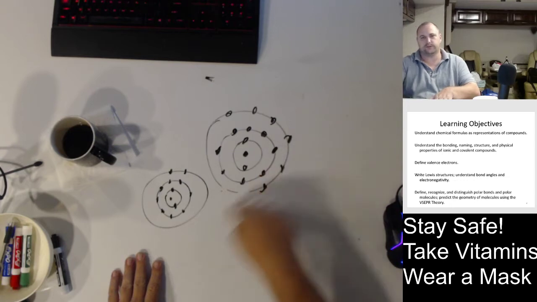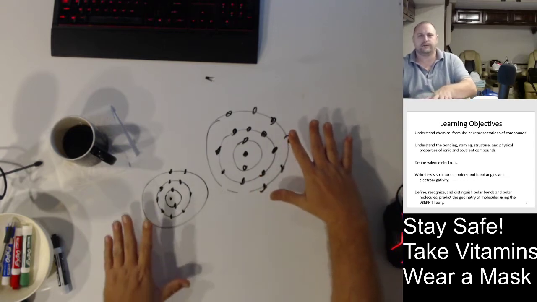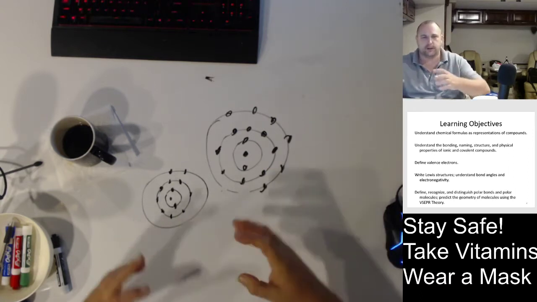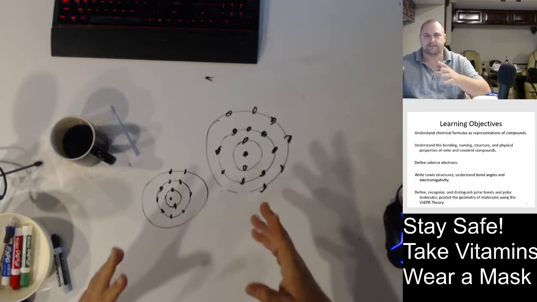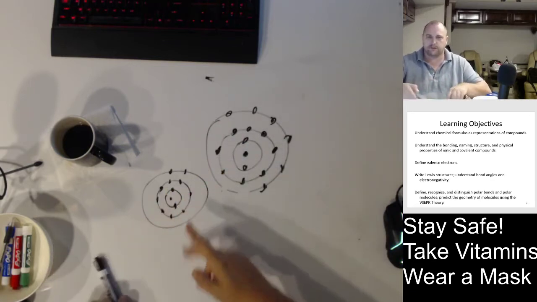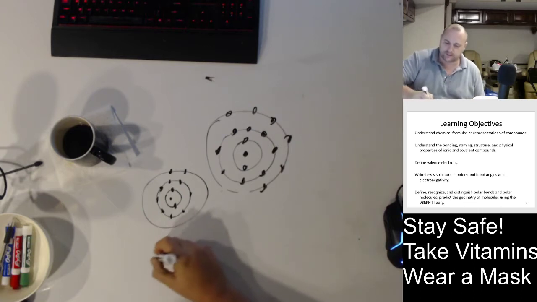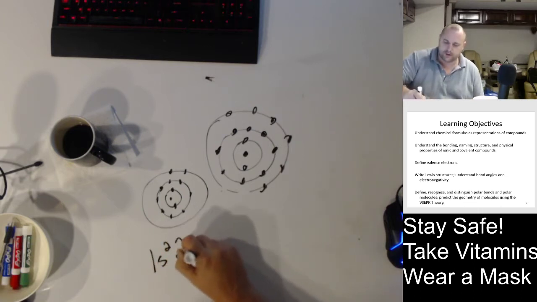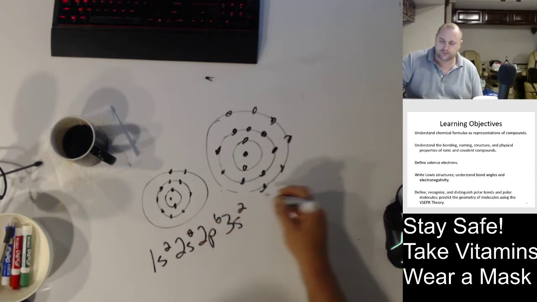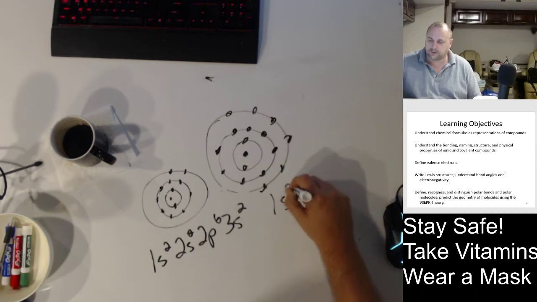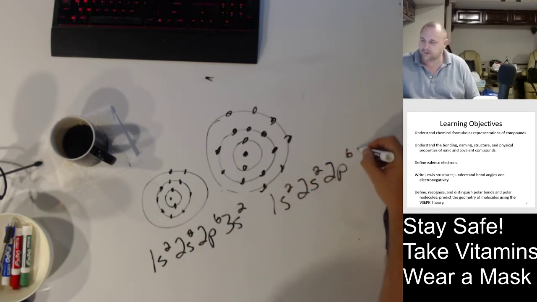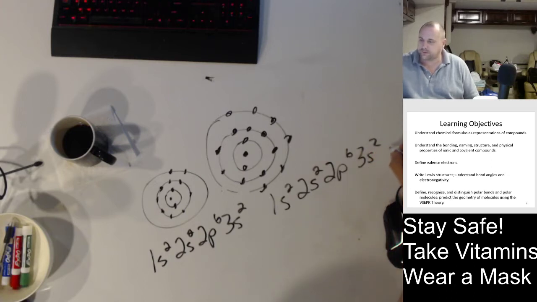They're in the wrong proportions. This one should be smaller, but whatever. Who cares? A bond takes place when these things bang into each other. It is the outside layer that matters. So if I was looking at this one, I'd have 1s2, 2s2, 2p6, 3s2. And this one I'd have 1s2, 2s2, 2p6, 3s2, and oh, we're almost out of space.